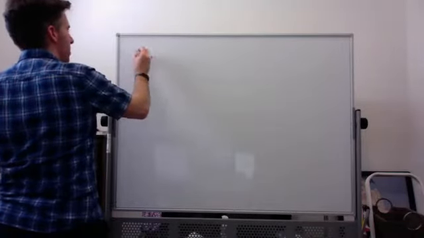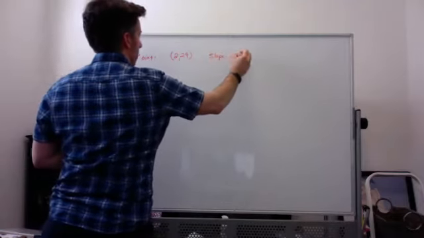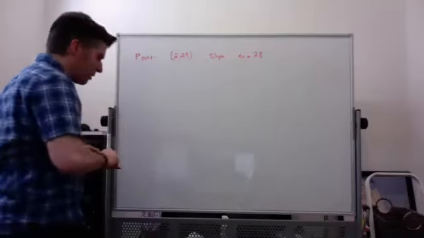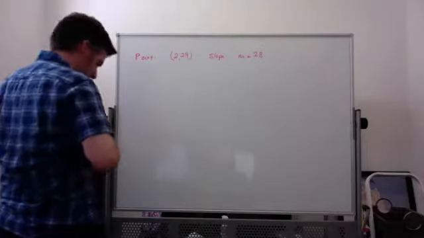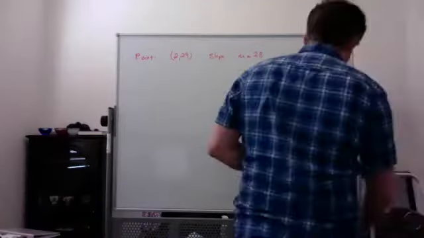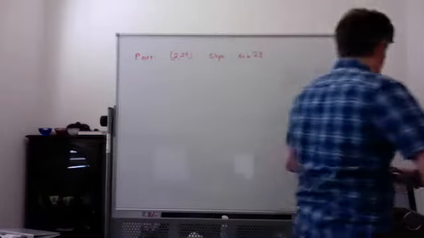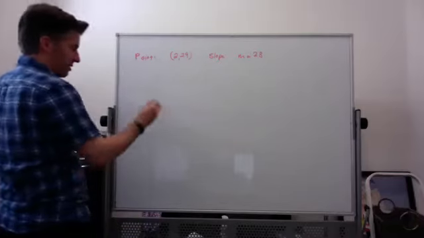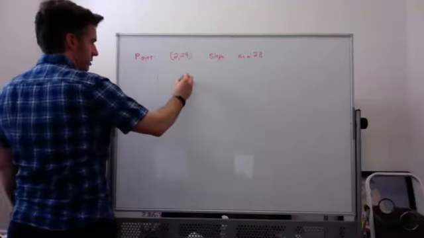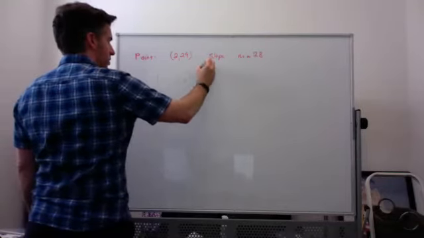Lots of pens. So the point we have is (2, 29), and the slope is m equals 28. So here's kind of the idea: you've got some function, and we've got the graph of this thing. I'm pretending this is the point (2, 29), and we've got some tangent line with a slope of 28.